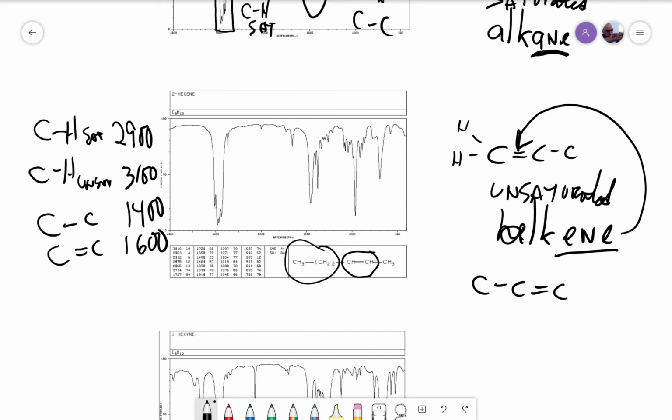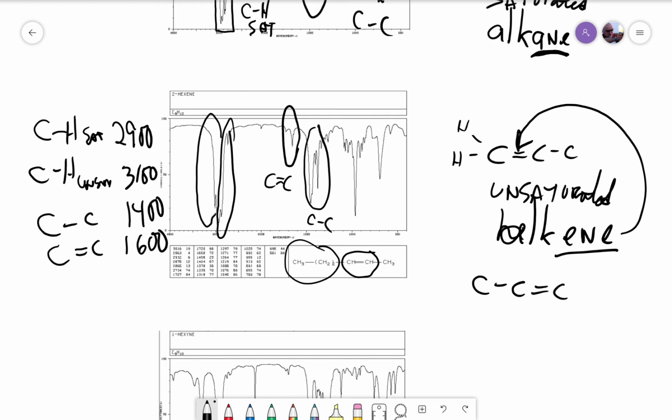Again, if we look at this, we can see all of these components. We can see the CC double bond at about 1600, the CC single bond at about 1400. Now that peak starts to come over, so we have both 3100 and 2900. Although this may be difficult to see at this point, its indication is the fact that there is a peak here, which means there's probably a peak there.